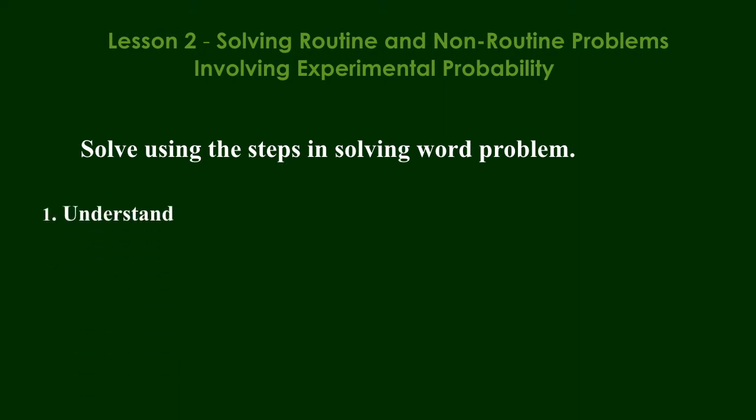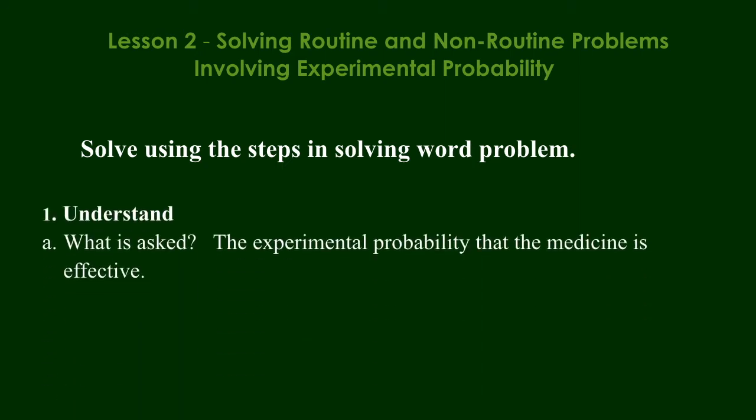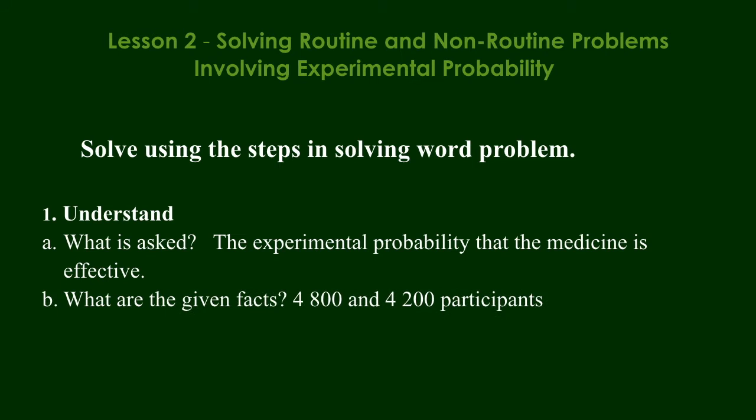Step number 1, understand. A. What is asked? The answer is the experimental probability that the medicine is effective. B. What are the given facts? We have 4,800 and 4,200 participants.